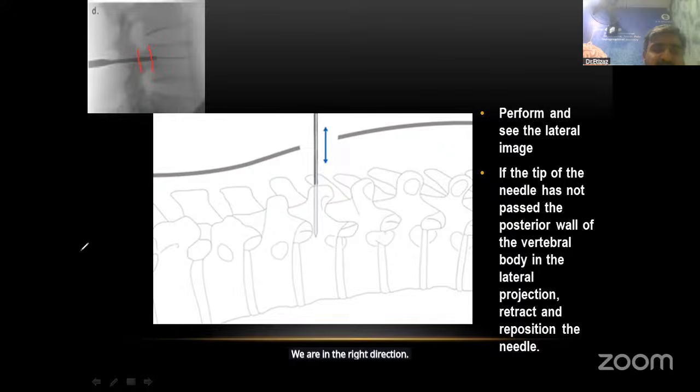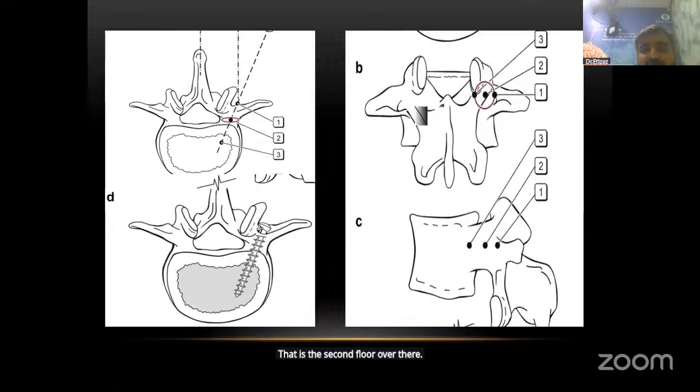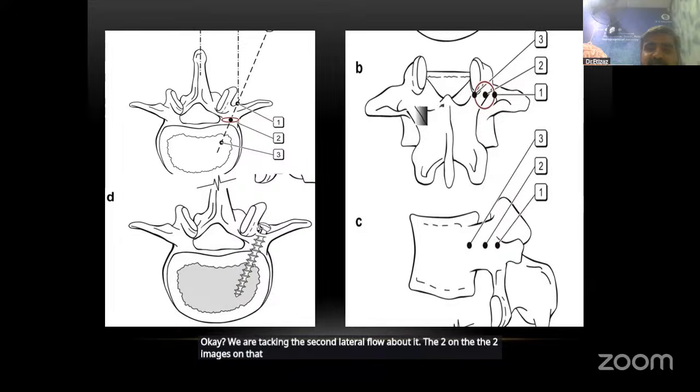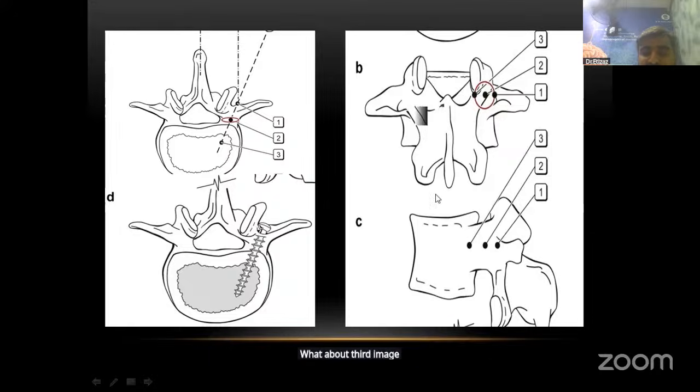When it is entering into the vertebral body, look at the previous picture that we have seen. That is the second lateral image over there. This is the second point. Okay, we are taking the second lateral fluoro image, and the same time when we are taking this one, it will be considered the second image. What about the third image? Go inside.